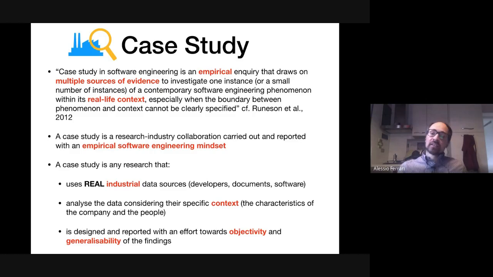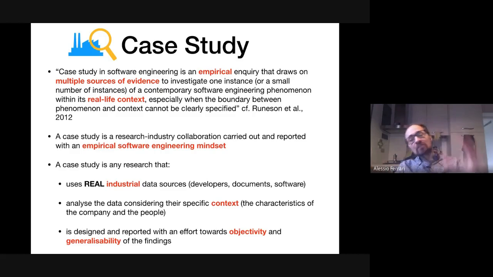Of course, as you already understand, the researcher is highly involved in a case study, so objectivity is not always possible. But by means of triangulation, approaches that allow you to consider different sources of evidence, your goal is to reach objectivity. And you reach generalizability by an accurate definition of your context that will allow other researchers to understand to which extent your findings can be ported to other realities.